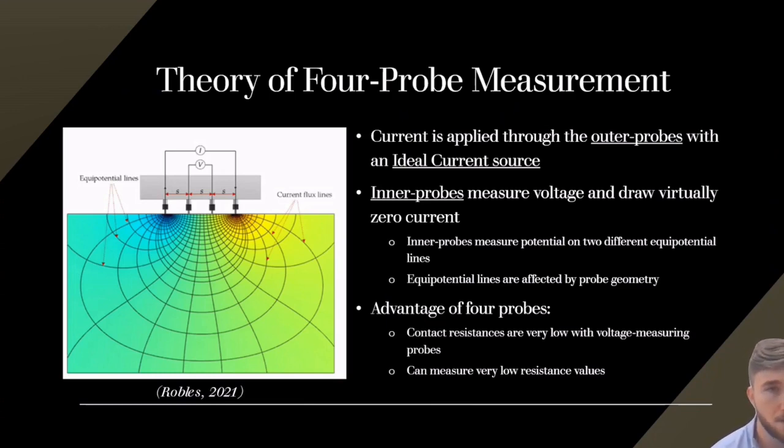In a four probe measurement, you find that contact resistances due to fouling or things that may occur at the surfaces of the probe are very, very low with these voltage measuring probes. That's very important because you want accurate and precise measurements of voltage. And these probes not carrying any current, there's no issue with that. Also, you can measure very, very low resistance values.